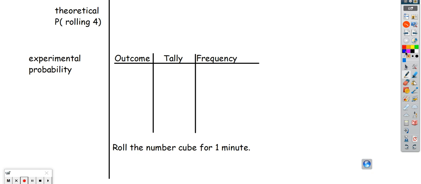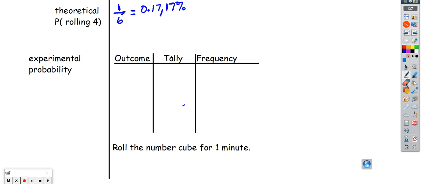Okay, the probability of rolling a 4 on a die. We know there's only one 4 on a die, and there are 6 total numbers. That gives us 0.17, or a 17% chance, mathematically, theoretically, of rolling a 4 on a die.